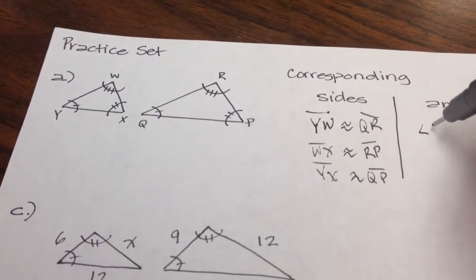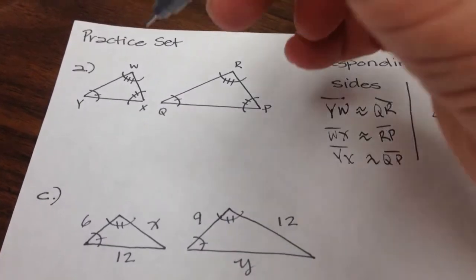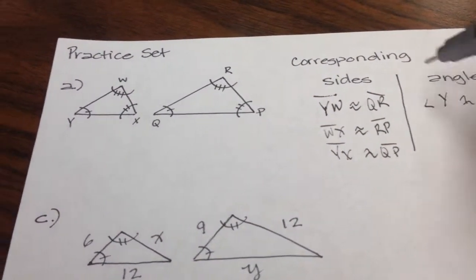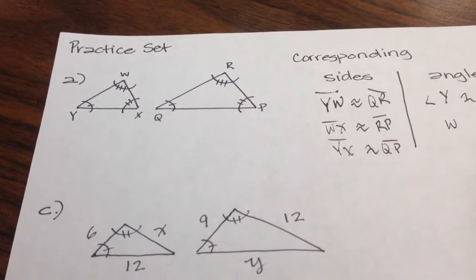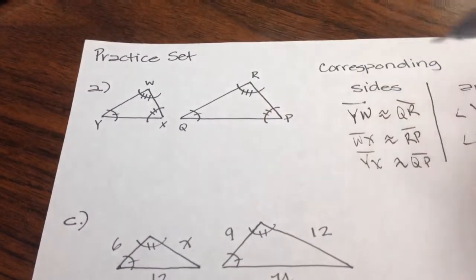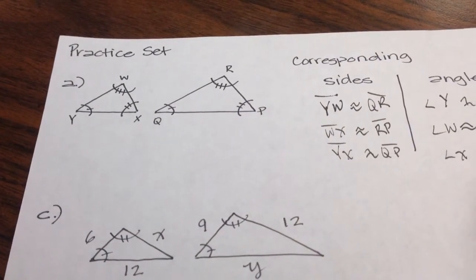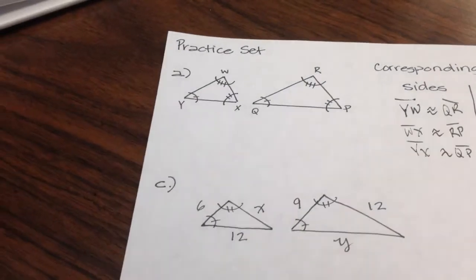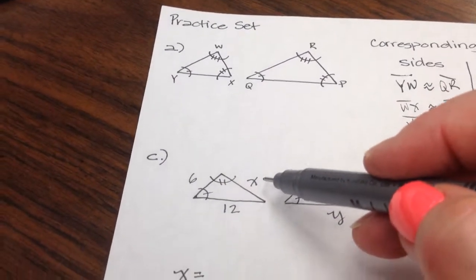Now what are my angles? Well, angle Y here corresponds to angle Q. This makes sense, right? W and R, and X and P. Okay, sometimes the questions will be that easy. Now I want to know what the measure of X is.